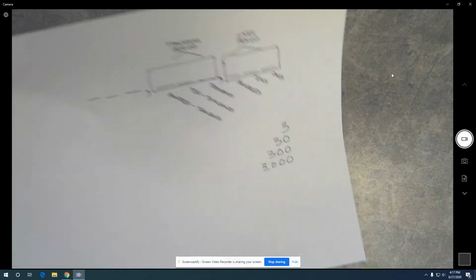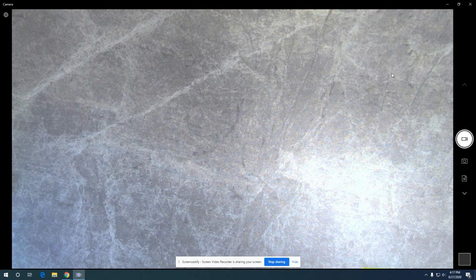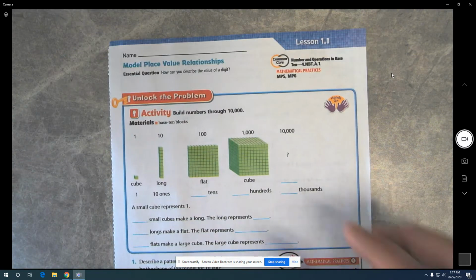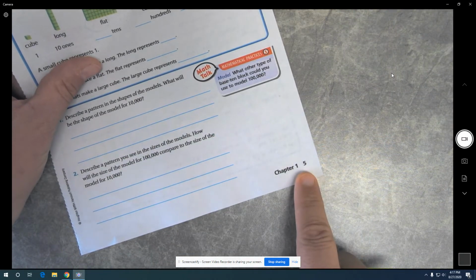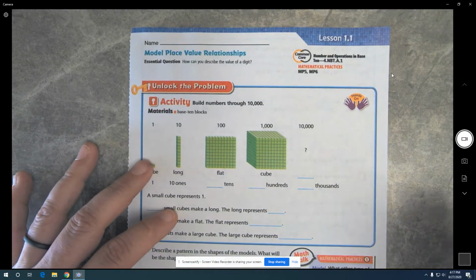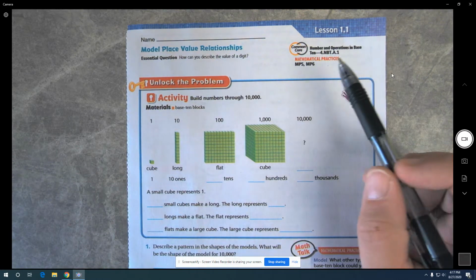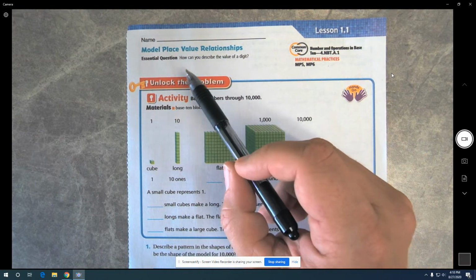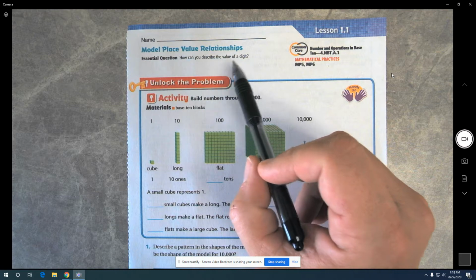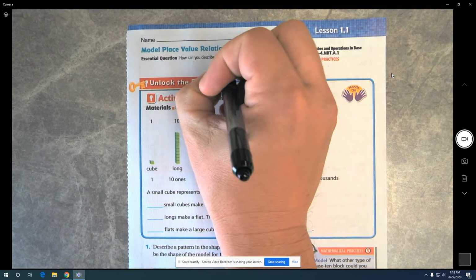So here's what I'd like you to do. Open your book. I've torn the pages out. You will not tear your pages out. You're going to open your book and you're going to turn to page 5. Page 5 in your book. So follow along, turn to page 5. This is lesson 1.1. The main idea in this, or the essential question, is, how can you describe the value of a digit? The value of it.